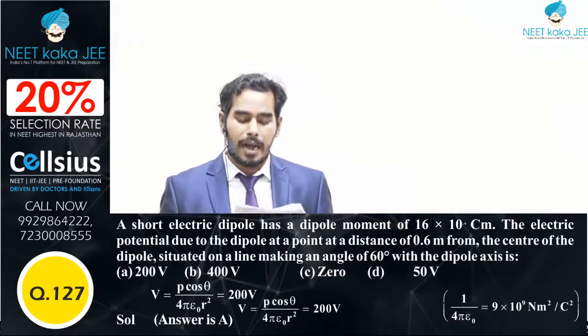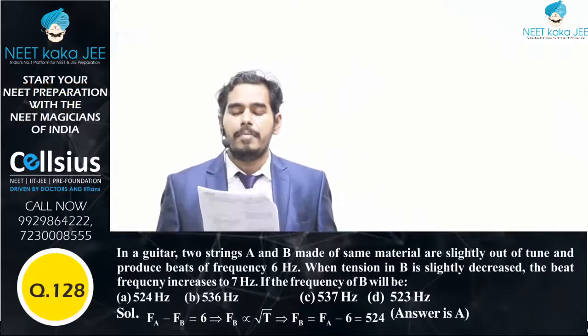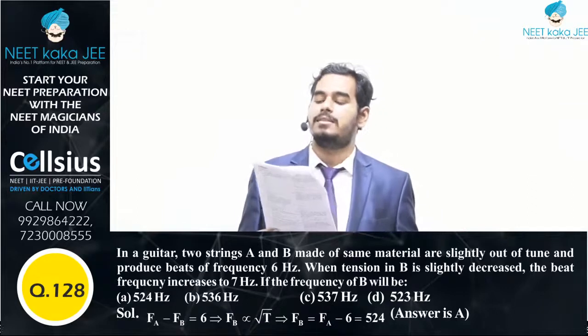Okay. Now the next question is, in a guitar, the two strings A and B made up of same material are slightly out of tune and produce beats of frequency 6 hertz.